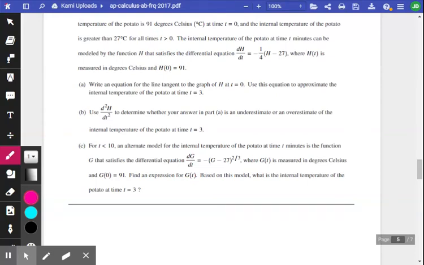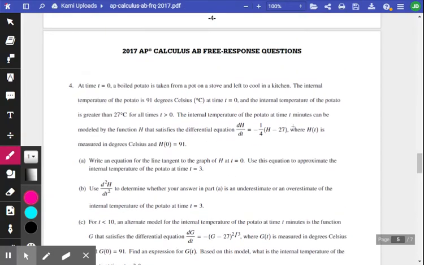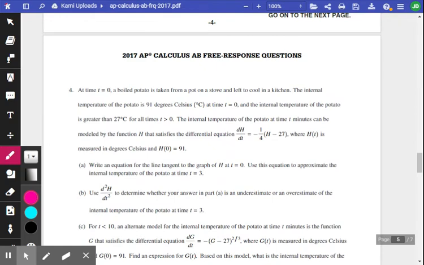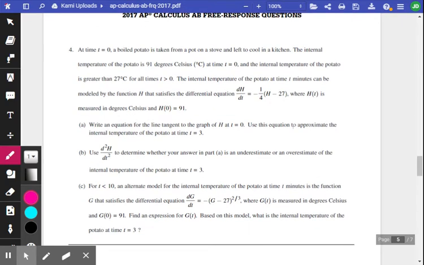Okay, this is 2017, number 4. If you thought bananas were bad, now we're talking about potatoes. I can't even. All right, at time t equals 0, a boiled potato is taken from a pot on a stove and left to cool in a kitchen. The internal temperature of the potato is 91 degrees Celsius at time t equals 0.